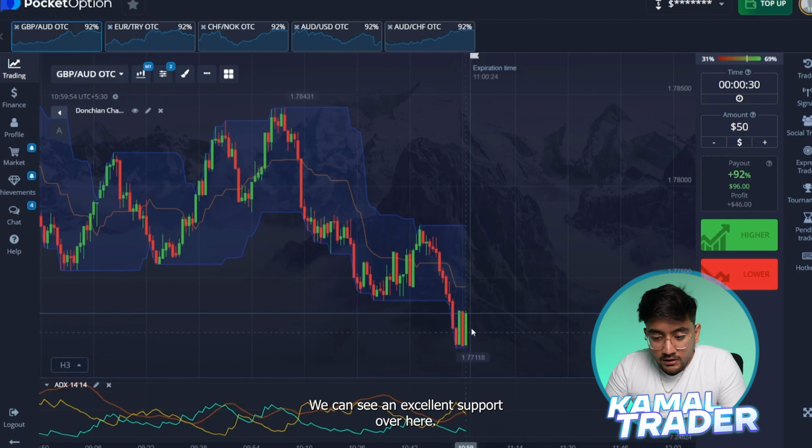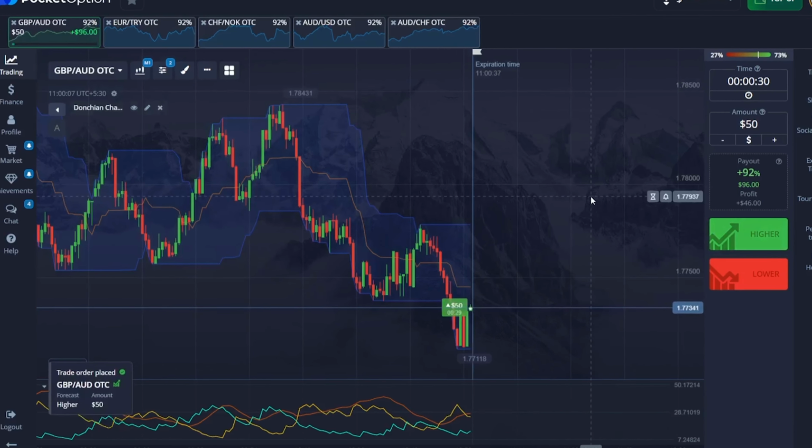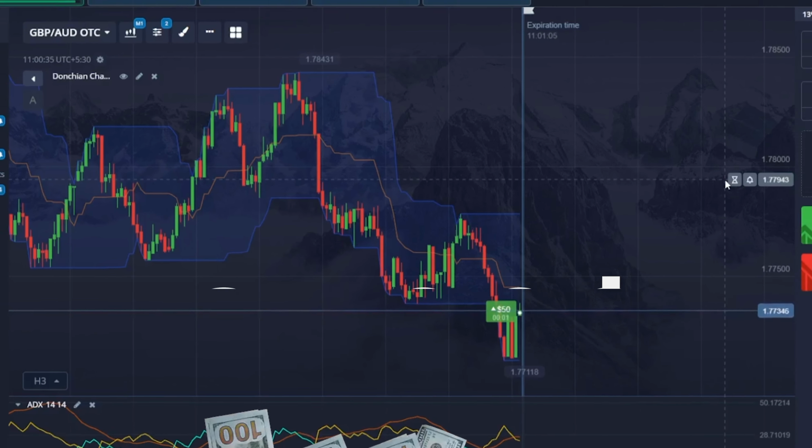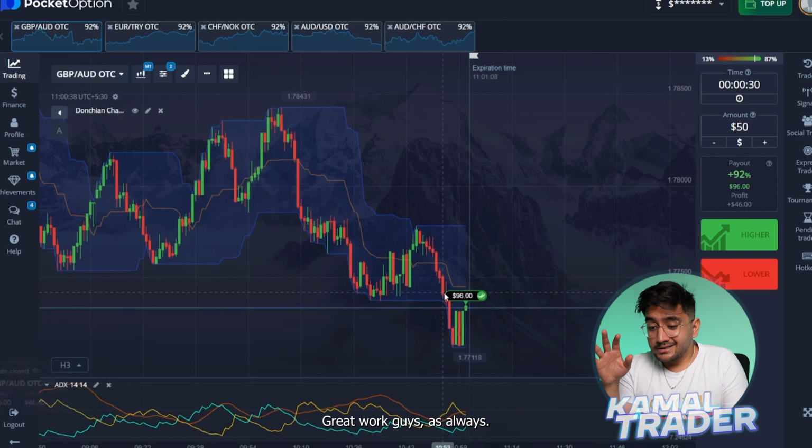Okay, we can see an excellent support zone over here, and with the second jump I immediately propose to work it out. We start with a bet amount of $50, and we have a 30-second time frame, and here we go. Great work guys, as always.